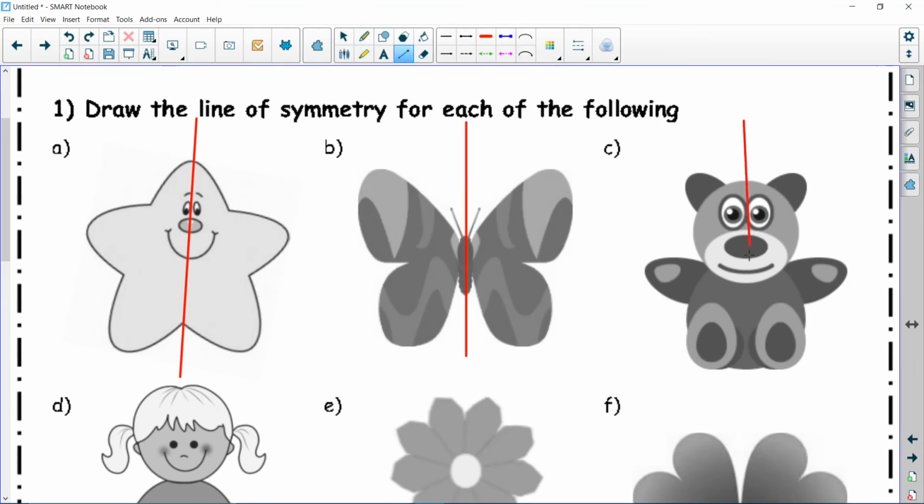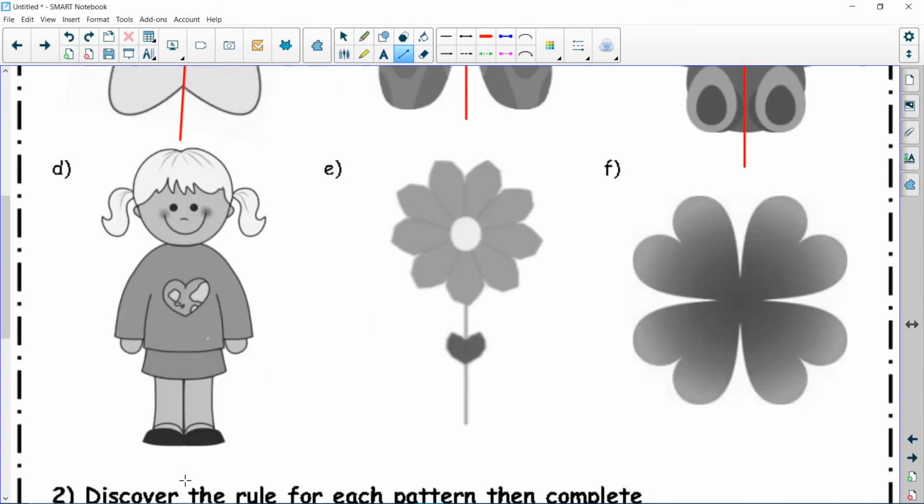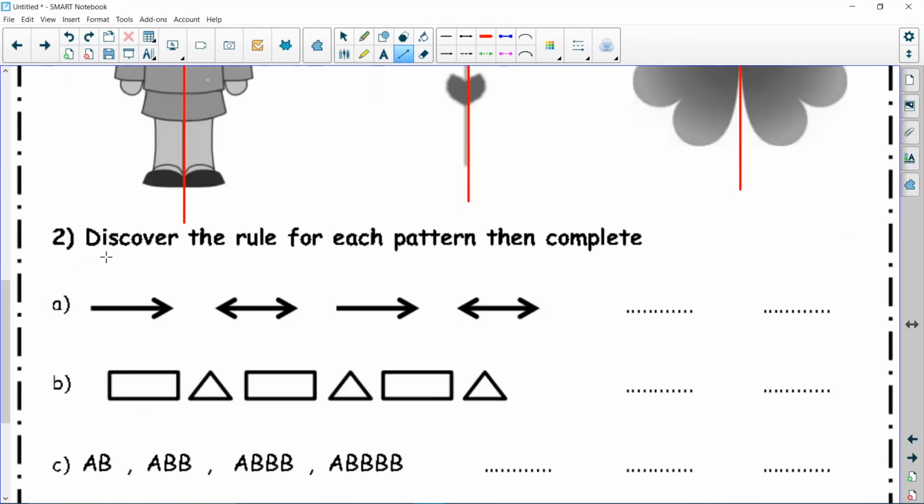The line of symmetry of this bear will be from here. The line of symmetry of this doll will be from here. The line of symmetry of this flower will be here. And also this flower from here. Number 2, discover the rule for each pattern, then complete.